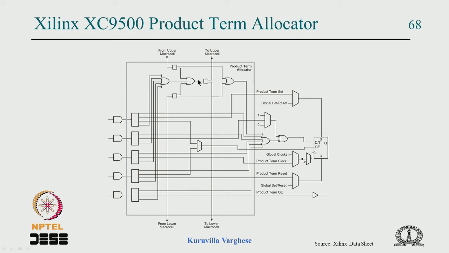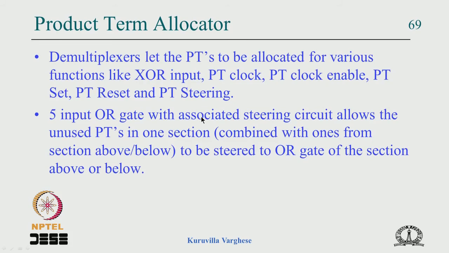So you have 15 product terms that can go up or down, wherein it can be taken to the OR gate of that section. That is what we are calling product term steering. If you need more than 5 product terms, that is possible by product term steering. Basically these are demultiplexers at the output of the product term, which then can be steered to the XOR input, product term clock, clock enable, set, reset and all that. Basically it steers from the upper to lower, combining various sections.